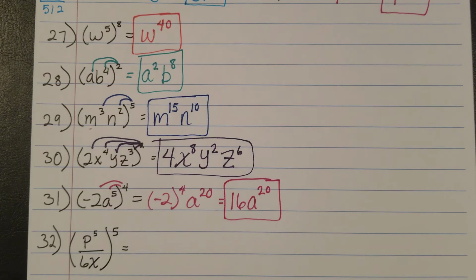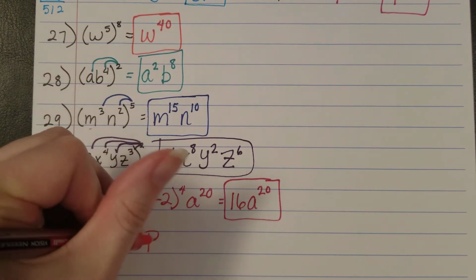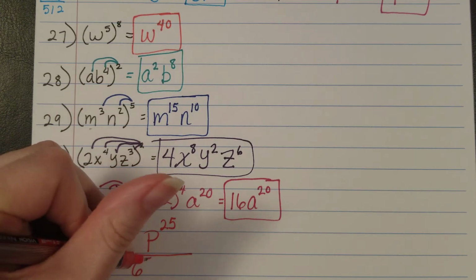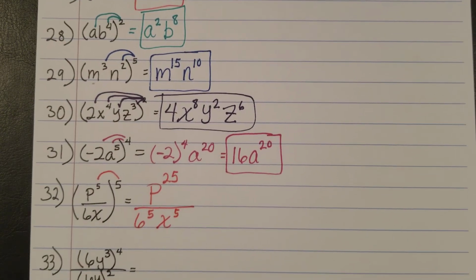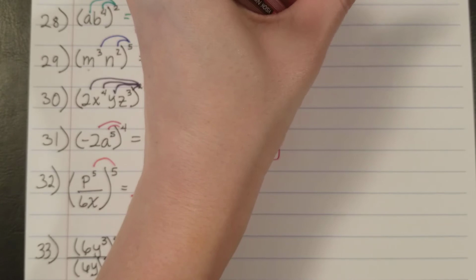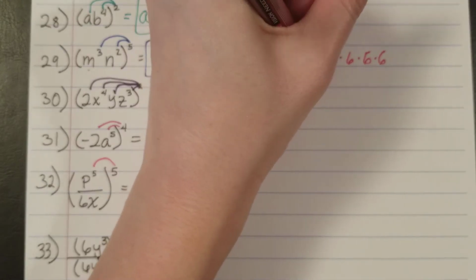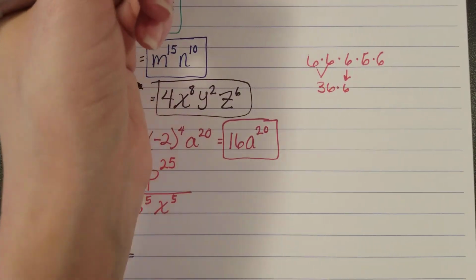All right, number 32. So that's going to be p to the power of 25 over 6 to the power of 5, x to the power of 5. Okay, and I'm going to go ahead and just multiply out 6 to the power of 5. So that's going to be 36 times 6.